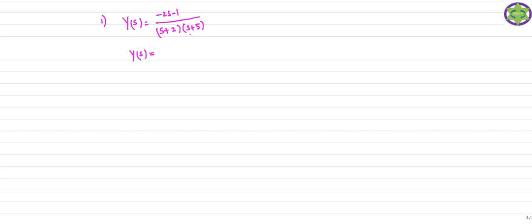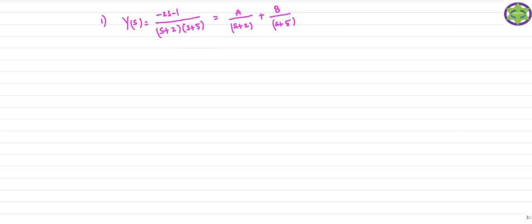Using partial fractions, you just expand your Y of s in this manner. So this is A by s plus 2, where A and B are constants, plus B by s plus 5. Like that, I can expand my Y of s using the partial fraction expansion method. Now I want to find A and B.